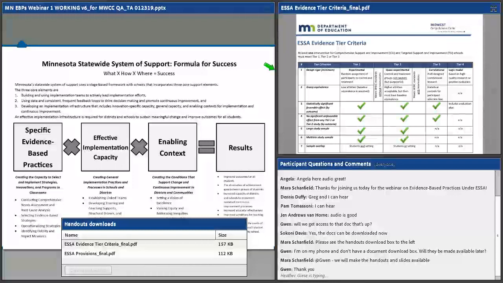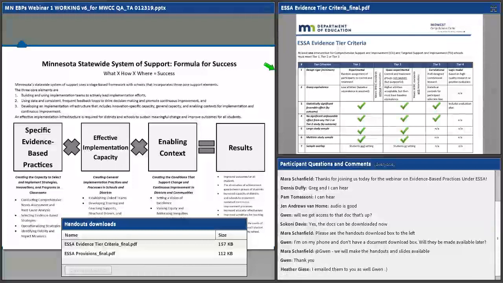We are also thinking that one of the next steps from these two webinars would be a webinar specific to evidence-based practices to address chronic absenteeism.